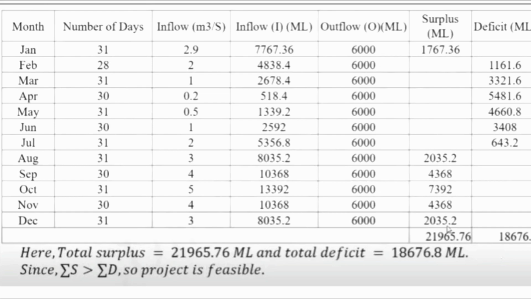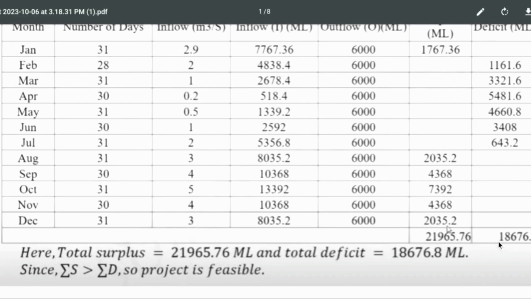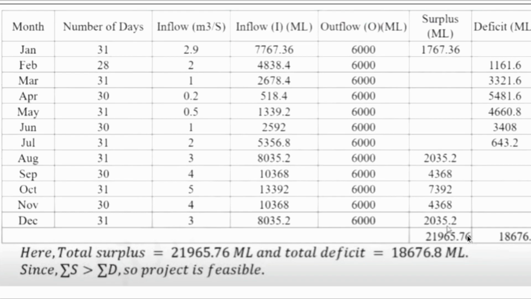Similarly all are calculated, and here the summation of surplus is greater than the summation of deficit. For reservoir storage, surplus should be greater, that is supply should be greater than demand. Supply should meet the demand, otherwise the reservoir capacity cannot be obtained because there is not sufficient supply for the reservoir. So here the project is feasible as surplus is greater than deficit, and the capacity of the reservoir equals the total sum of deficits, which is 18676.8 million liter.